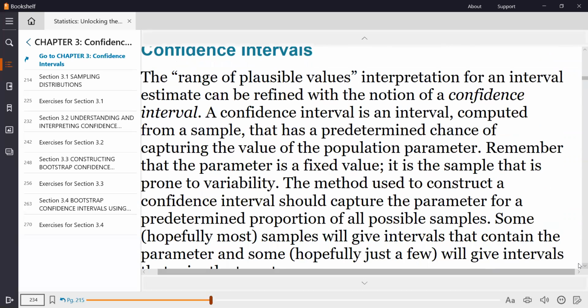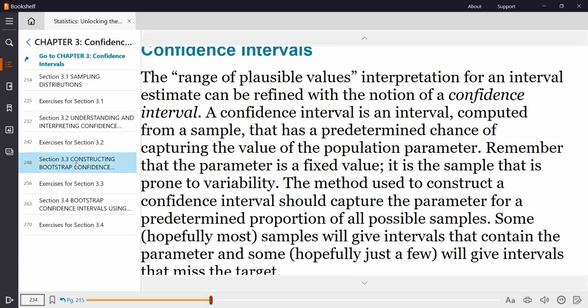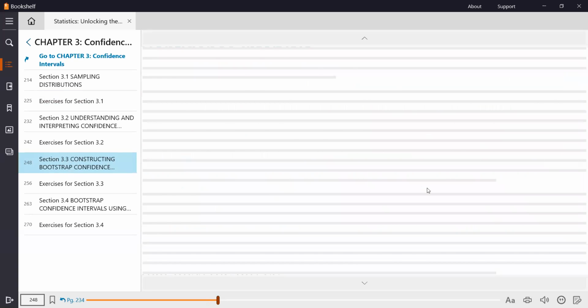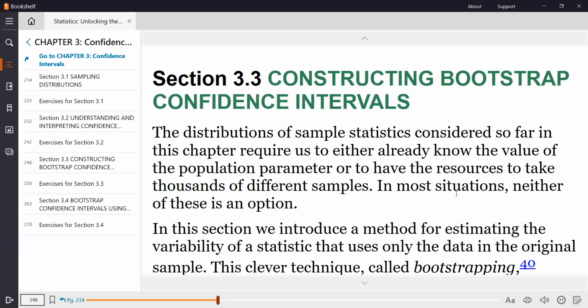Now, how do we do this with StatKey? Let me show you. Go to the next section here, constructing what they call bootstrap confidence intervals. And this is what we're going to be doing. Now, don't be afraid of the word bootstrap.